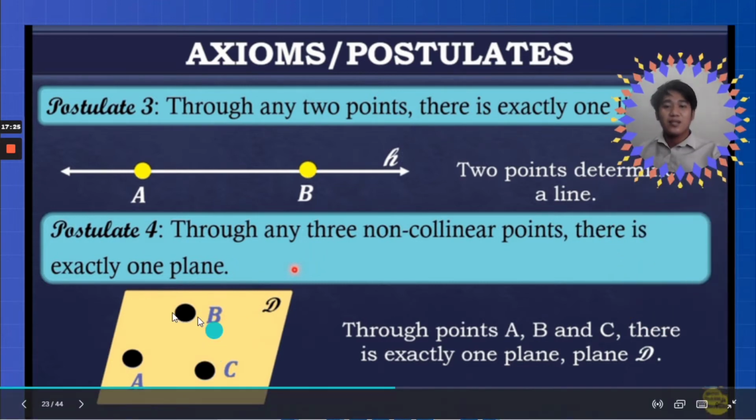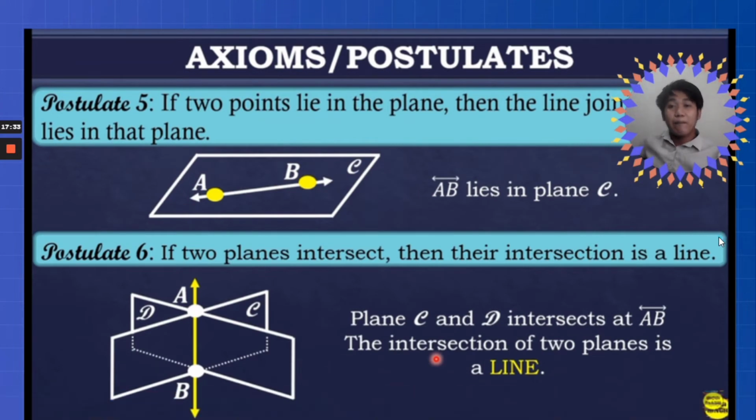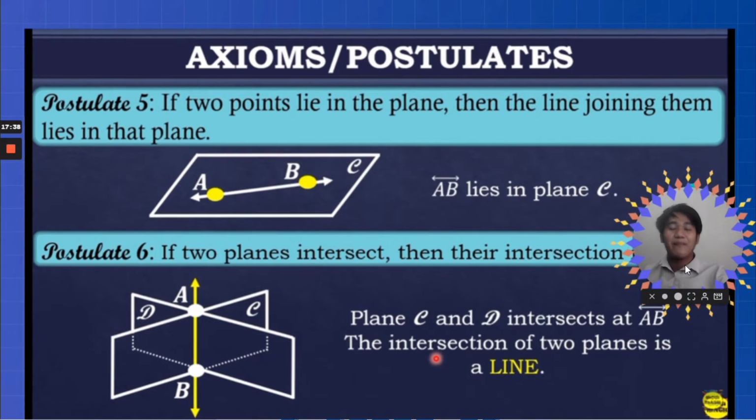Next, through any 3 non-collinear points, there is exactly one plane. So we have one plane as long as there are 3 non-collinear points. Proceed. Next, postulate number 5. If 2 points lie in the plane, then the line joining them lies in the plane. Imagine these 2 points, point A and point B, lying on this plane. Of course, the line joining these 2 points also lies on the plane. That's correct, and this is what postulate number 5 is stating.